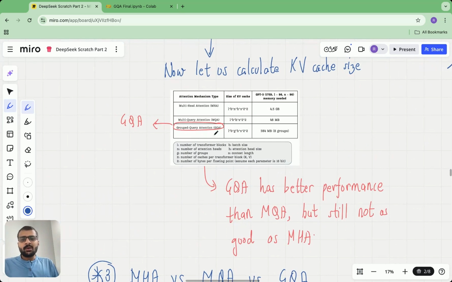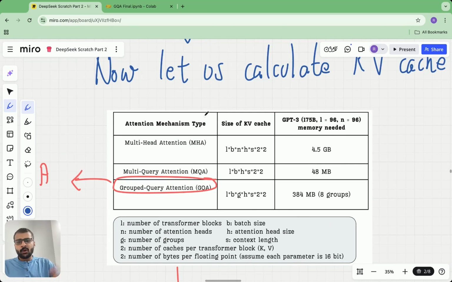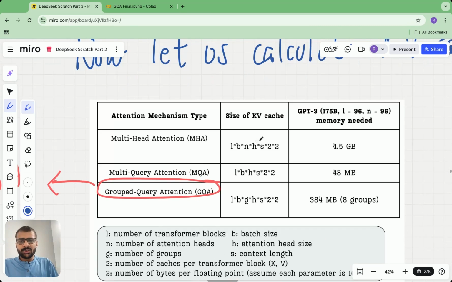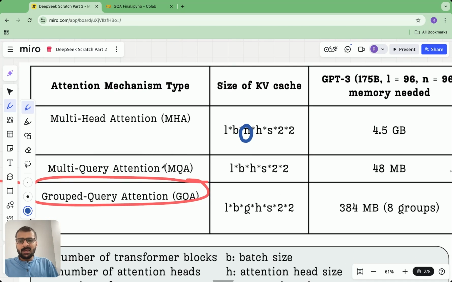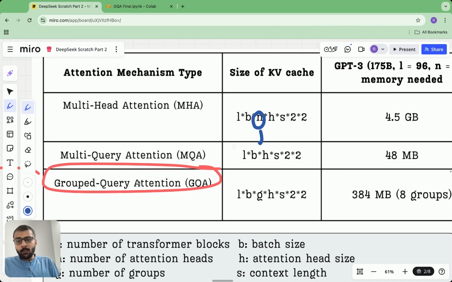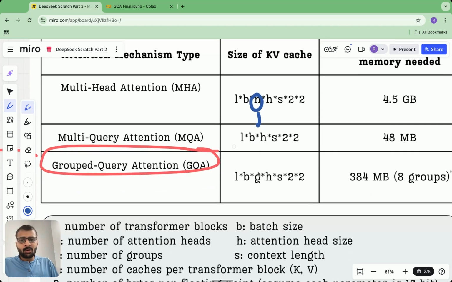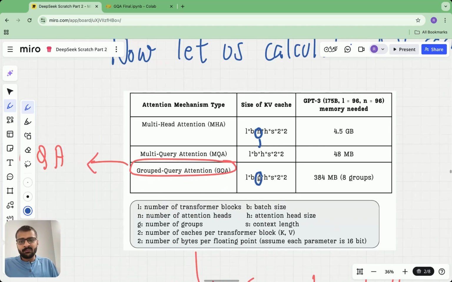So now let us calculate the KV cache size for all three of them. For multi-head attention, the KV cache size depends on n, which is the number of attention heads. In multi-query attention, this n was not there. So there was a reduction by 1 by n because all the heads carry the same key value. In grouped query attention, this n is now replaced with the number of groups which I have.